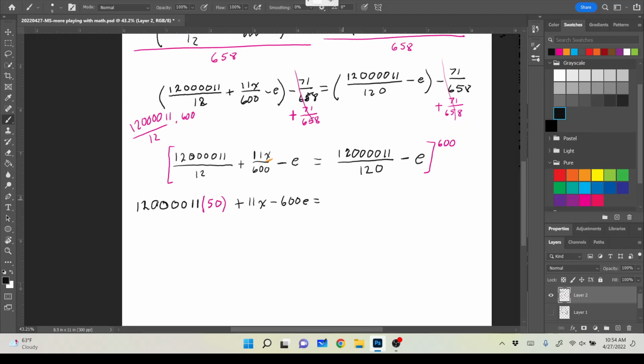Now, 120, we already did this just a second ago. 120 into 600 gives us what? Five. That's right. So this is going to be 12 million and 11 times 5, minus 600E. Why not 50? Because it's 120 instead of 12.